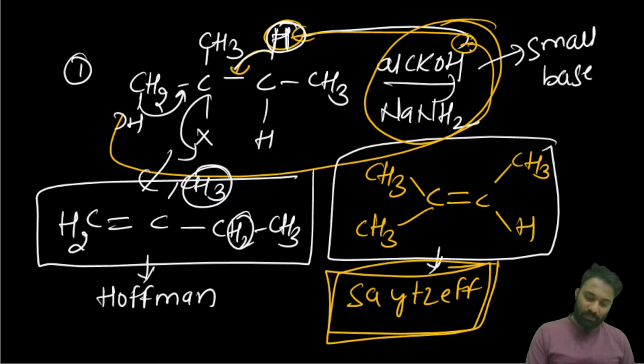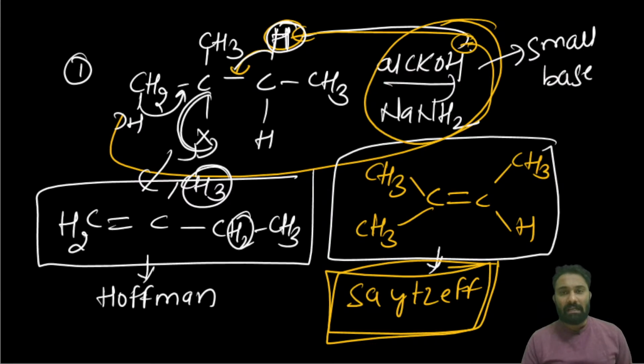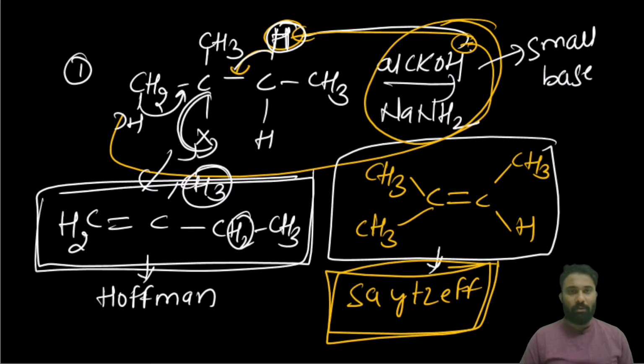Then what happened: this hydrogen will be eliminated from the substrate, since halogens are a good leaving group. What it gives is the more substituted, more stable alkene, which we call the Saytzeff product. You may get a doubt, sir, why is the hydrogen taken only from the internal end, and why not from the terminal end? If the OH takes the hydrogen from the terminal end, it gives the Hoffman product, which is less stable.